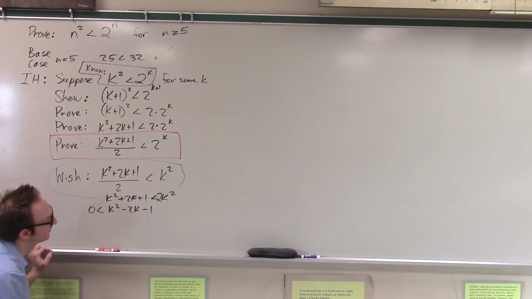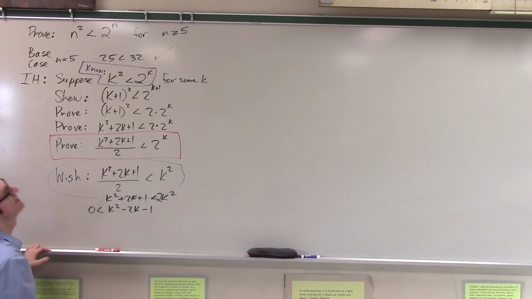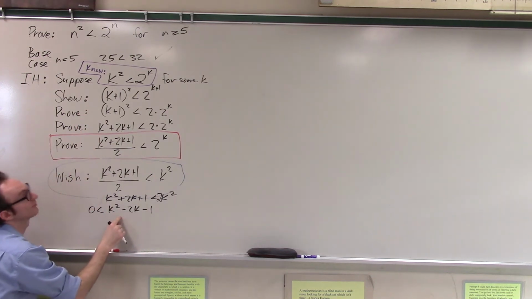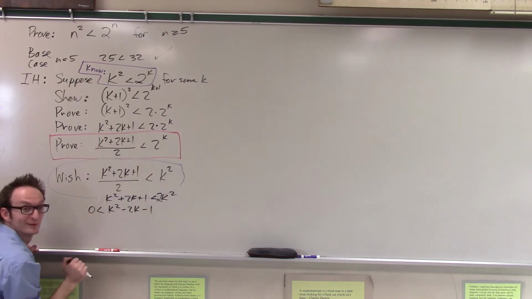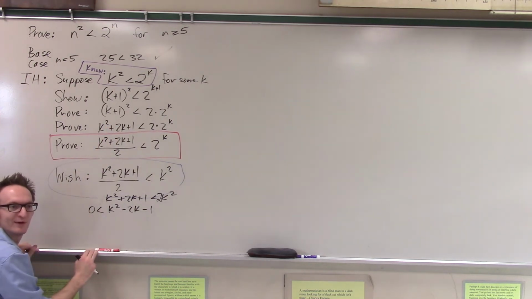By the way, what about when k is 0? Is it true? Is that a problem? Why? Yeah, I only need this. This doesn't need to be true for all k. It just needs to be true for k greater than or equal to 5. It seems kind of obvious that it's true for k greater than or equal to 5, right?